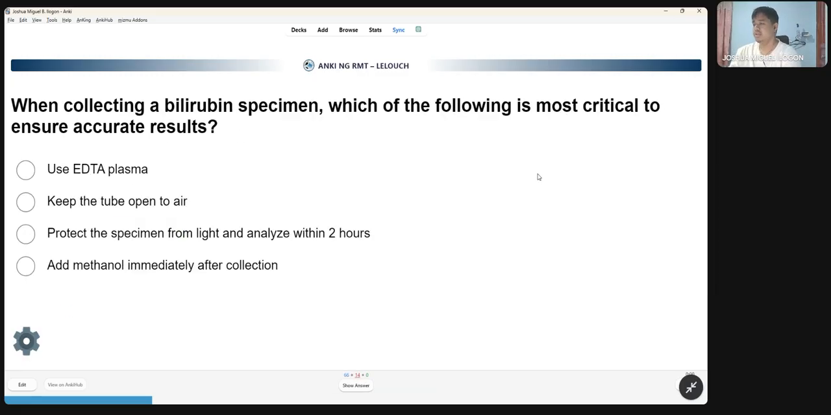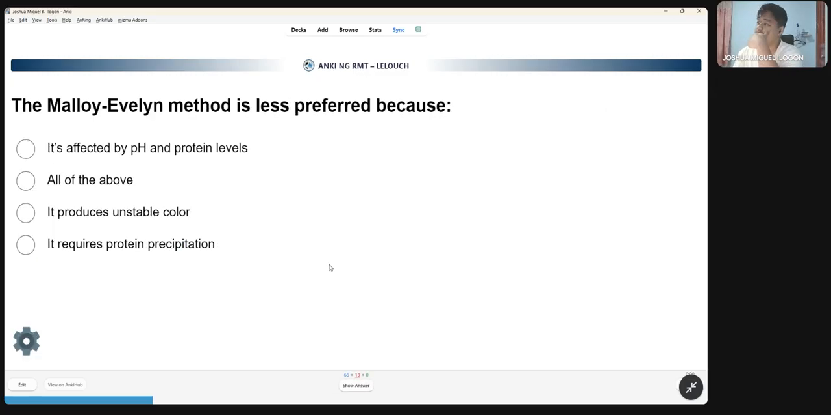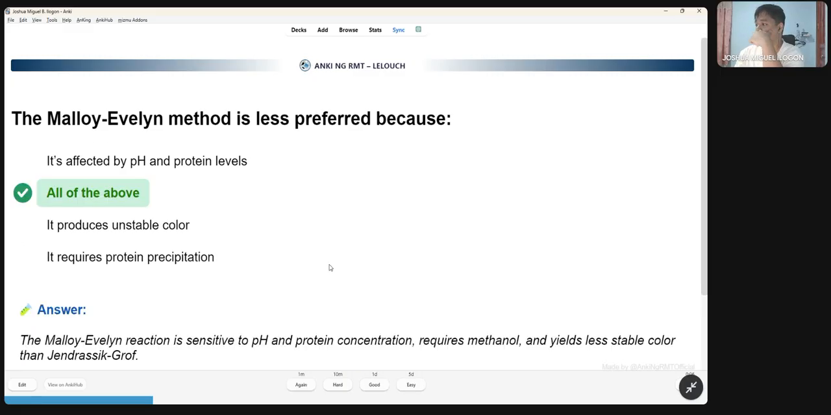So bilirubin specimen volumes must be checked. Yeah, check the specimen. The Malloy-Evelyn method is less preferred because it is affected by pH.